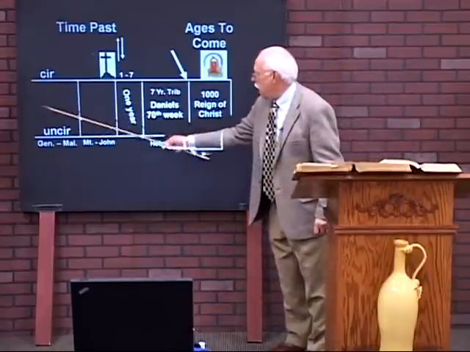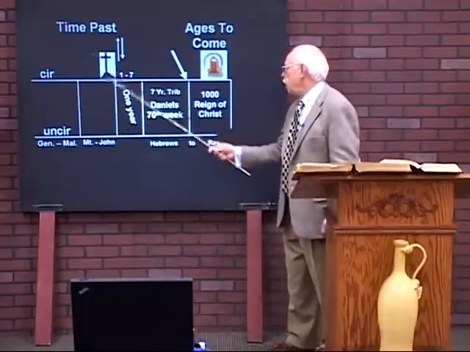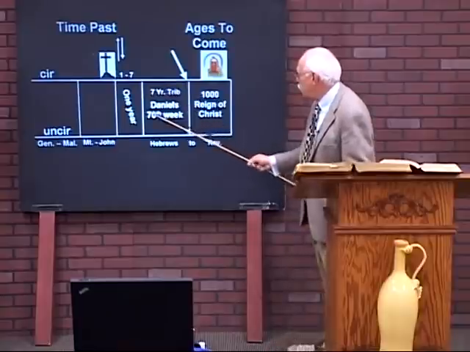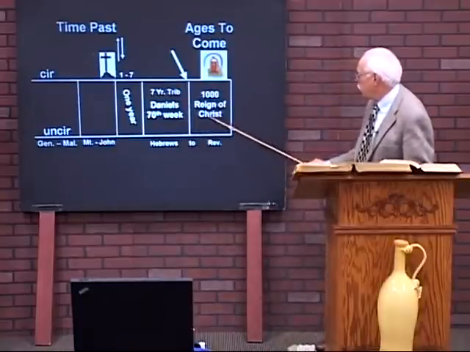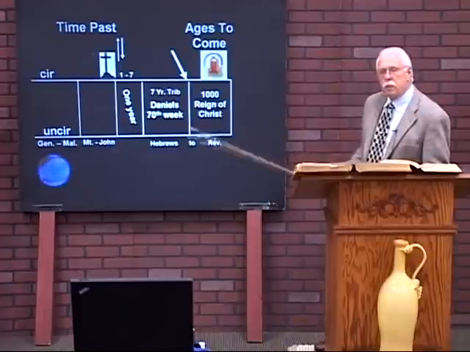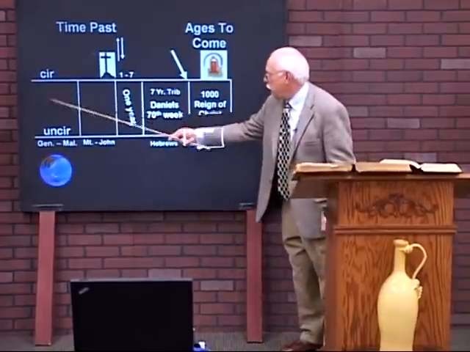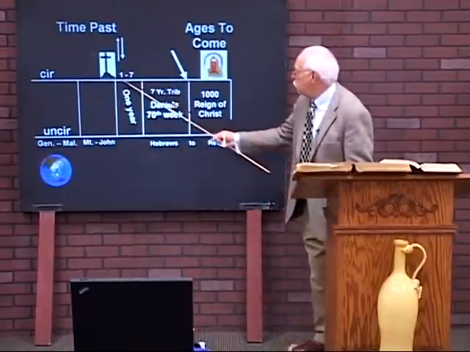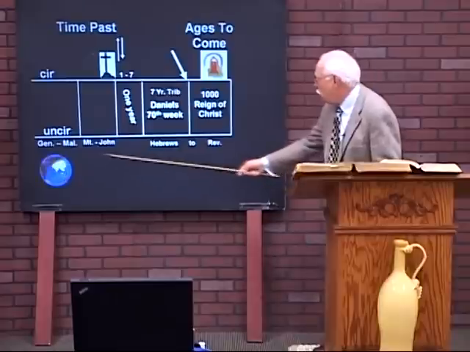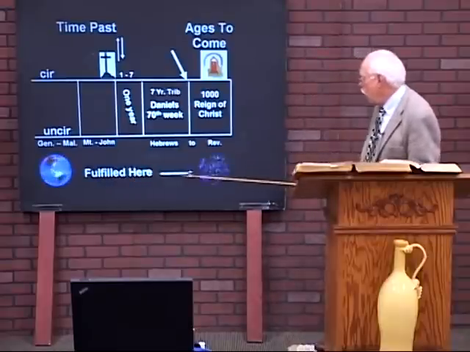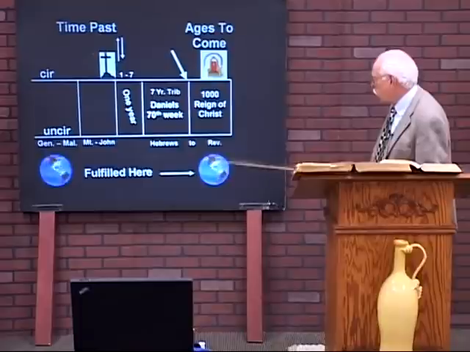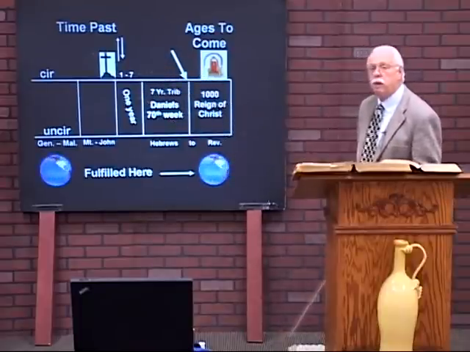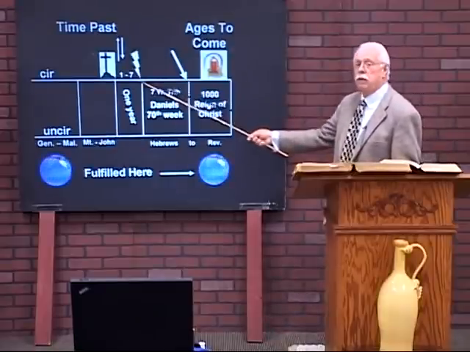Daniel back here prophesied that the Messiah would come, that he would be cut off, that they would go through this time, that they would go through Daniel's 70th week, and that there'd be the millennial reign of Christ. And the promise that was made to Abraham back here, that he would be a blessing to the whole world, had they not stoned Stephen over here, that promise would have been fulfilled way out here in the millennial reign of Christ. There would have been no need for a dispensation of grace had they not stoned Stephen. But they did stone Stephen.